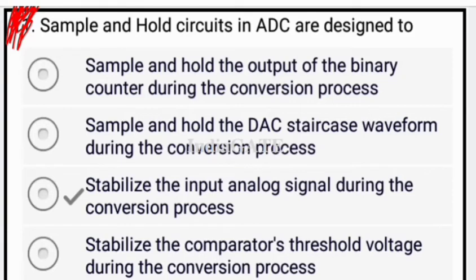Okay, now come to the next question. That is sample and hold circuit in ADC are designed to. So there are 4 options: option 1, first, second, third and fourth. So here third option is correct. Why? Because it stabilizes the input analog signal during the conversion process. Okay, now this is your correct answer for this question.